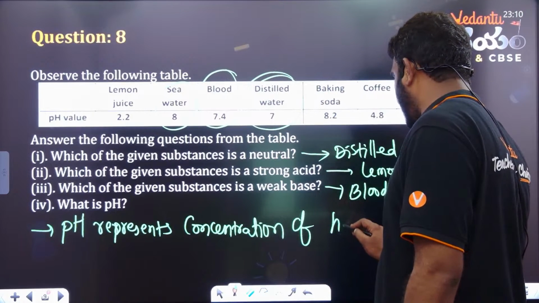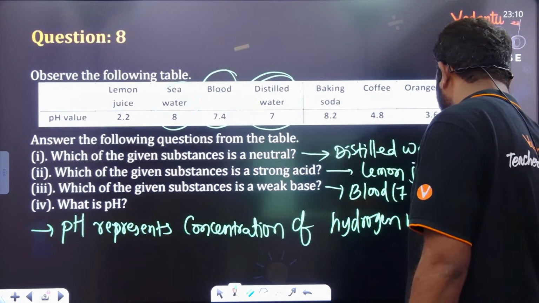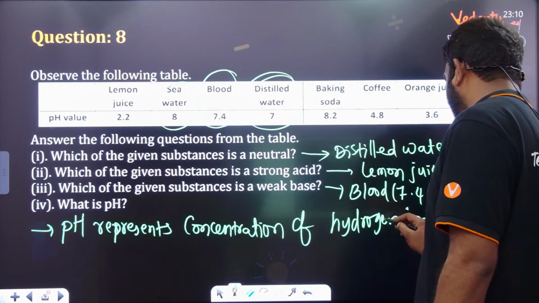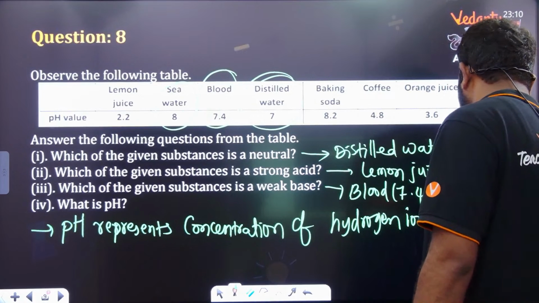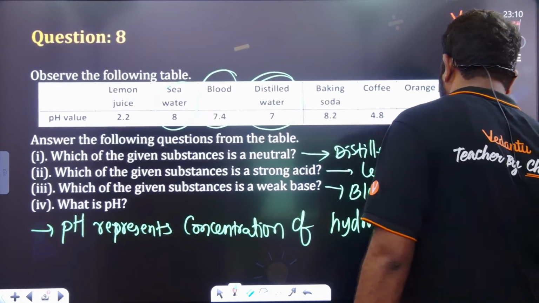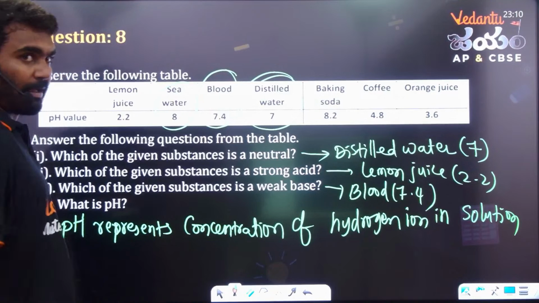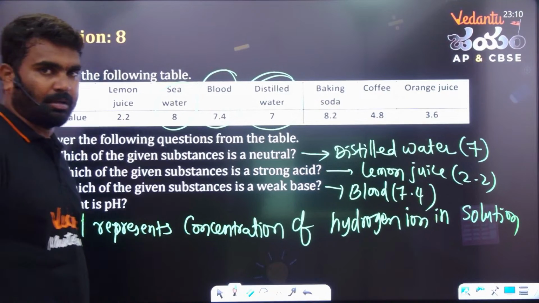Concentration of hydrogen ion in solution is known as what beta, pH. So this is question number 4. So like this is question number 8. Is that clear beta?